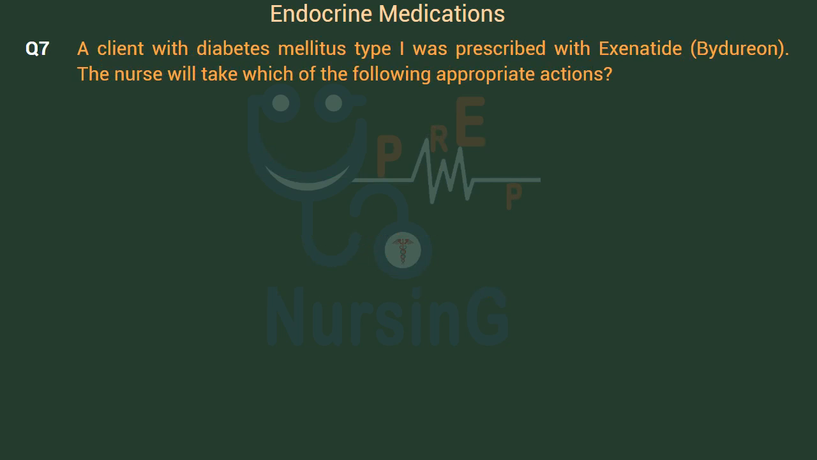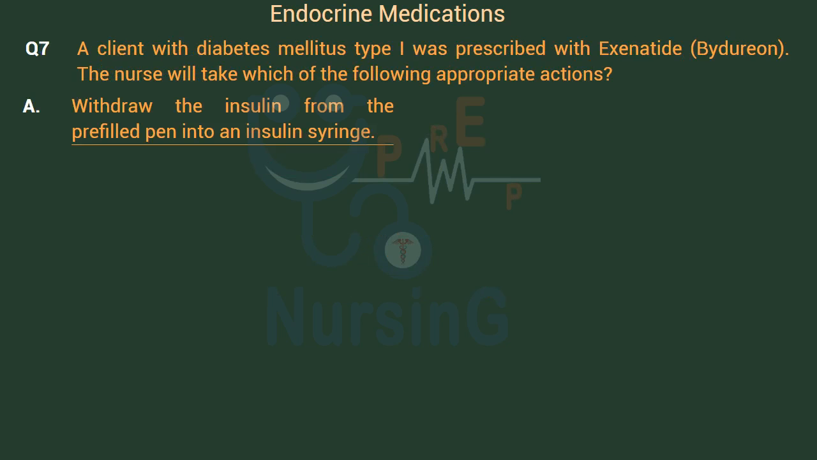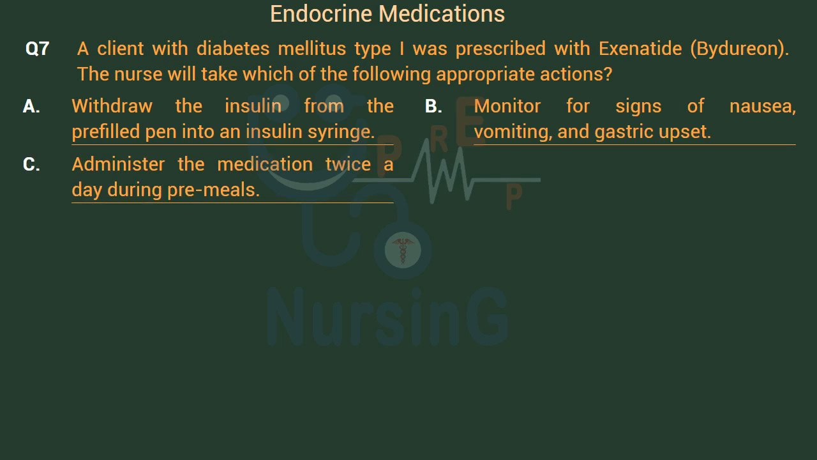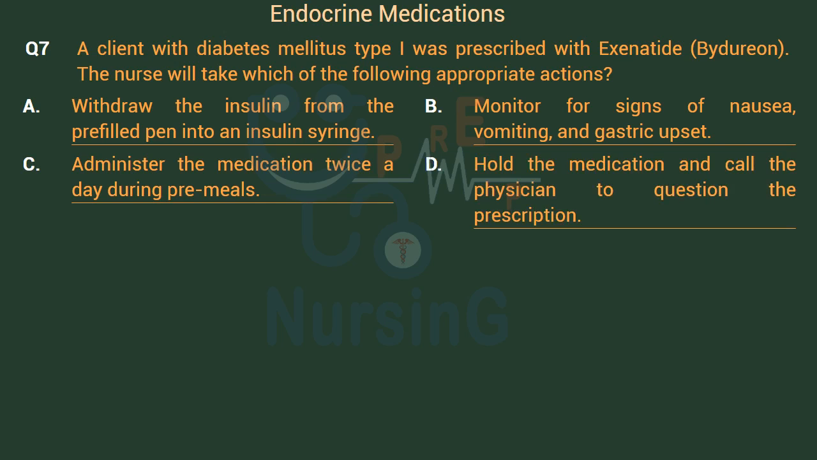A client with diabetes mellitus type 1 was prescribed exenatide, Bydureon. The nurse will take which of the following appropriate actions? Option A. Withdraw the insulin from the pre-filled pen into an insulin syringe. Option B. Monitor for signs of nausea, vomiting, and gastric upset. Option C. Administer the medication twice a day before meals. Option D. Hold the medication and call the physician to question the prescription. Right answer is Option D.